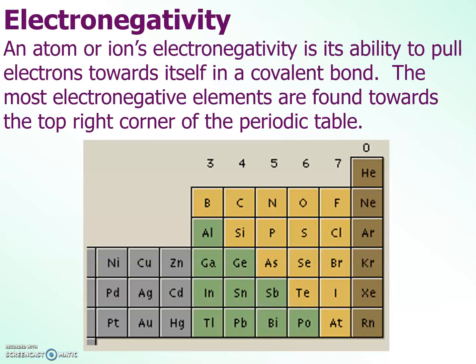Before that, we should know some basic concepts regarding electronegativity. What is the meaning of electronegativity? Electronegativity of an atom or ion is its ability to pull electrons towards itself in a covalent bond. The most electronegative atoms are found towards the top right of the periodic table. That is group 7, which includes fluorine, chlorine, bromine, iodine and astatine.